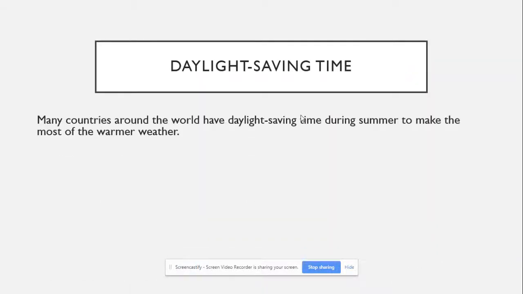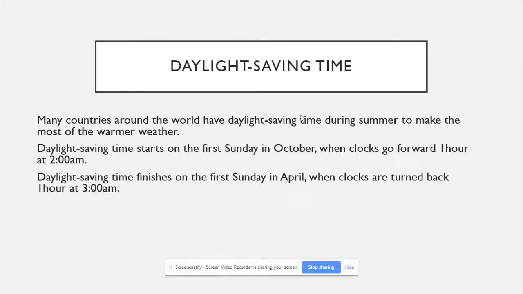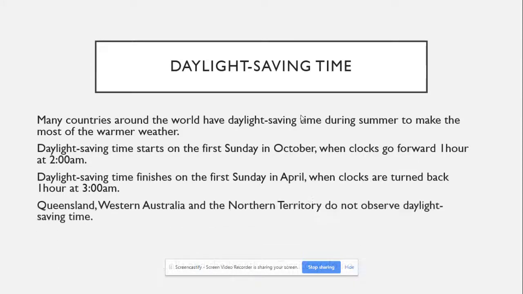Daylight savings. Many countries around the world have daylight saving time during summer to make the most of the warmer weather. Daylight saving time starts on the first Sunday in October, and all the clocks go forward an hour, 2 a.m. in the morning. Everybody does that. Daylight saving time finishes on the first Sunday in April, and the clocks turn back an hour at 3 a.m. Queensland, Western Australia, and the Northern Territory don't observe daylight saving time.